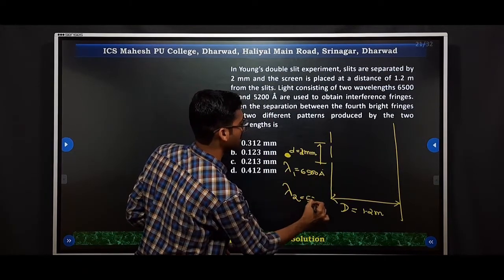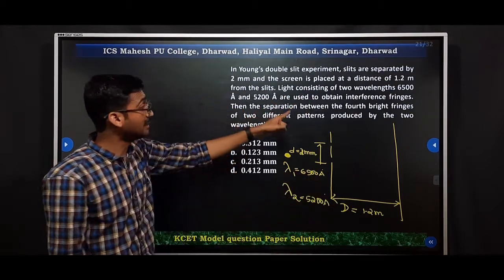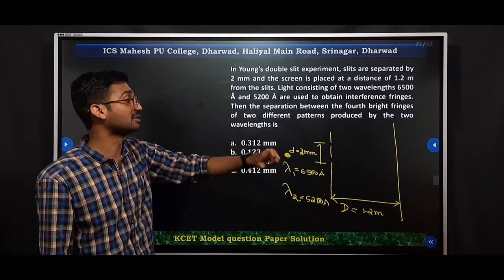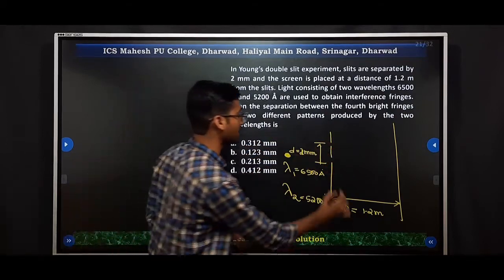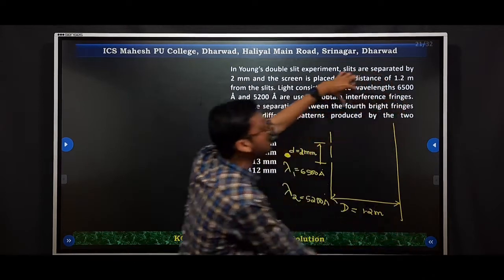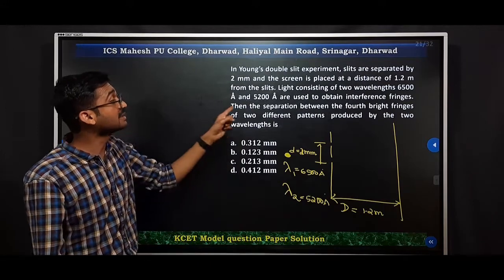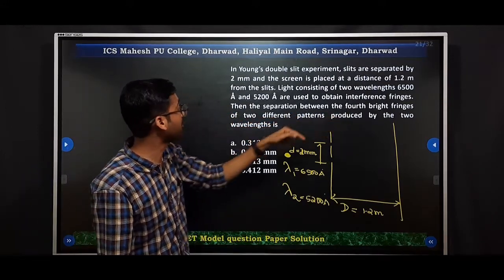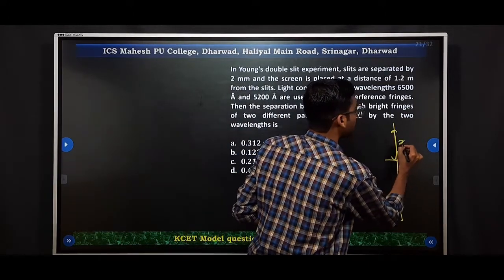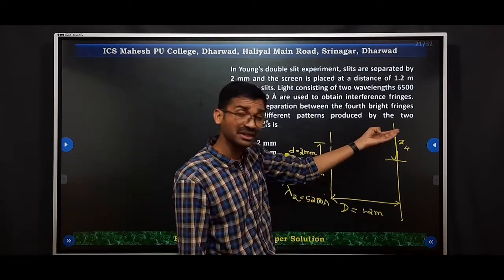Another time 5200 angstrom. If it is so, then the separation between the fourth fringes of two different patterns produced by the wavelengths. Generally, we know that whenever I use the 6400 angstrom, it will form interference fringes at the screen. But what they are asking is the separation between the fourth bright fringes. From the central maximum you have to find out what the distance is.